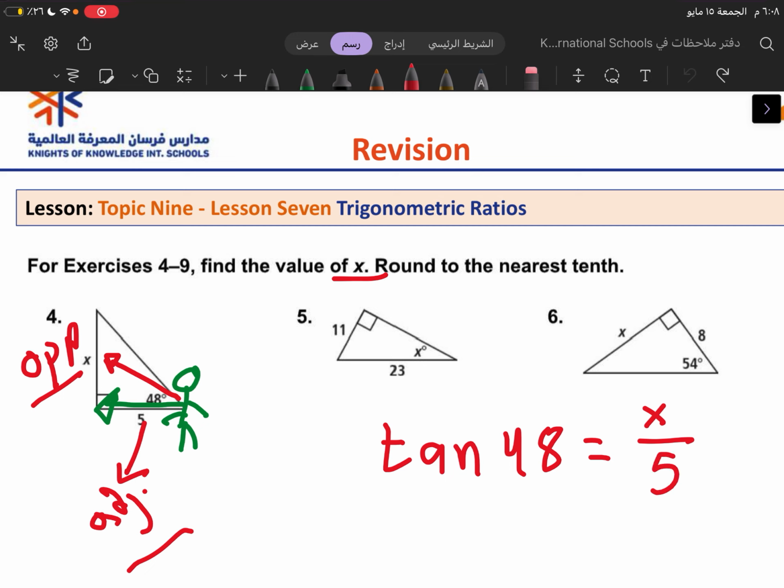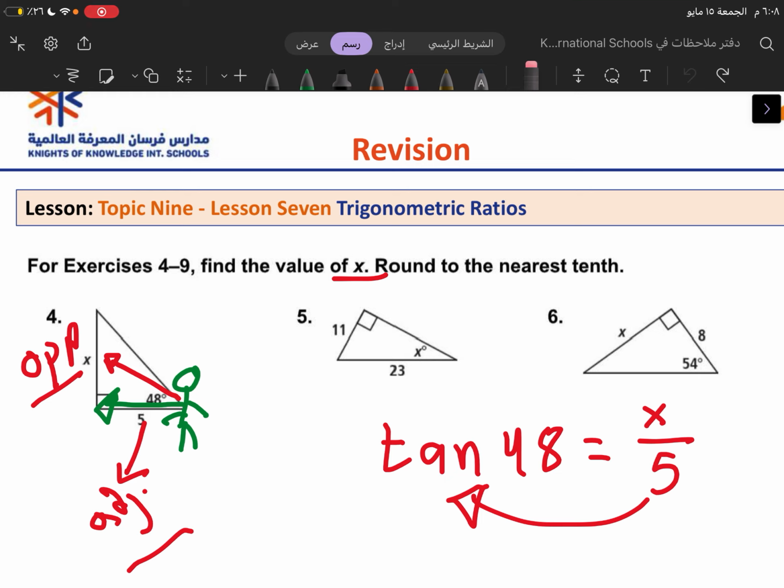Now, you have to use the calculator to find tan 48. Okay, after you find it, you just multiply it by 5. Okay, my dear student? So the case number 1: one angle, one side. Choose one of the trigonometric functions or ratios according to the given sides.